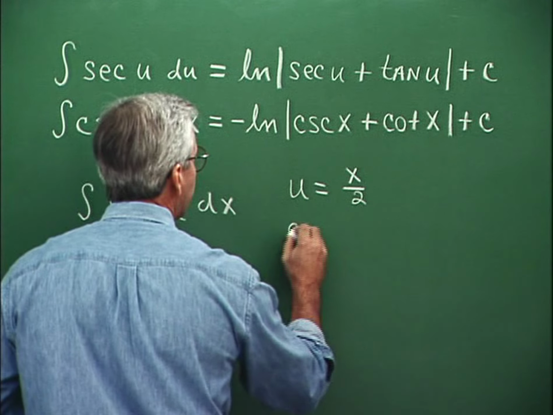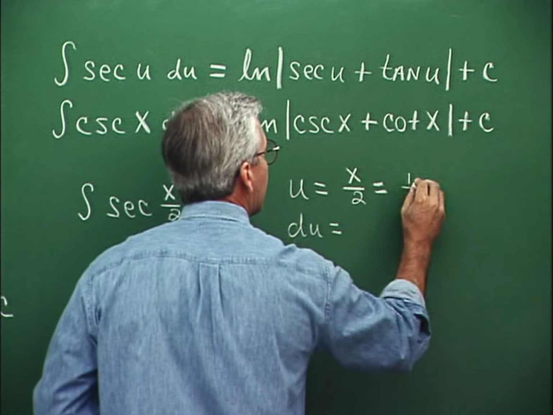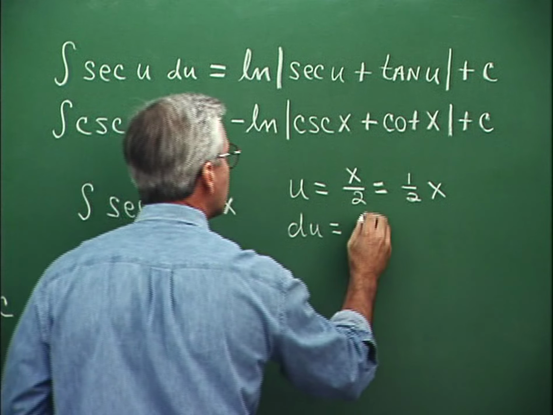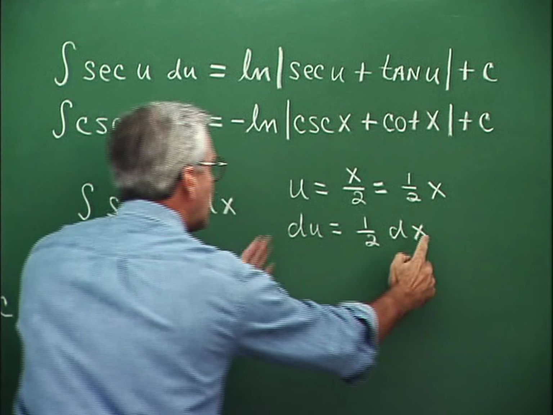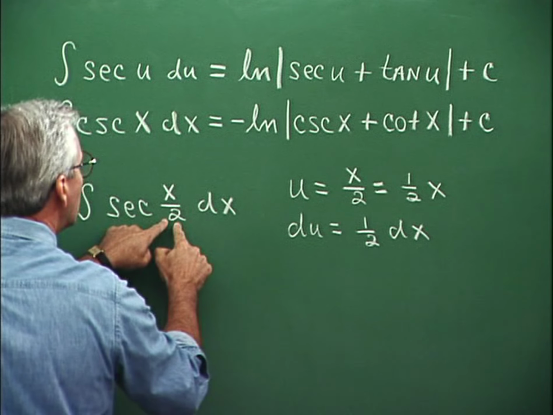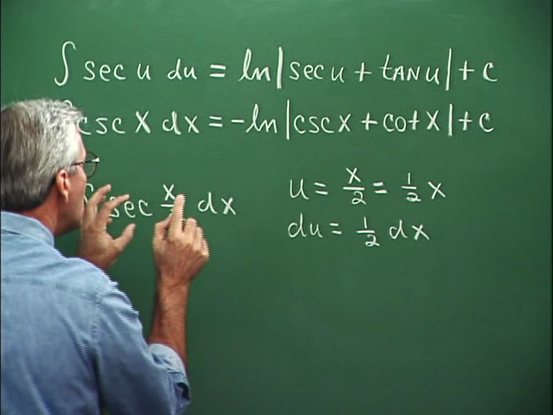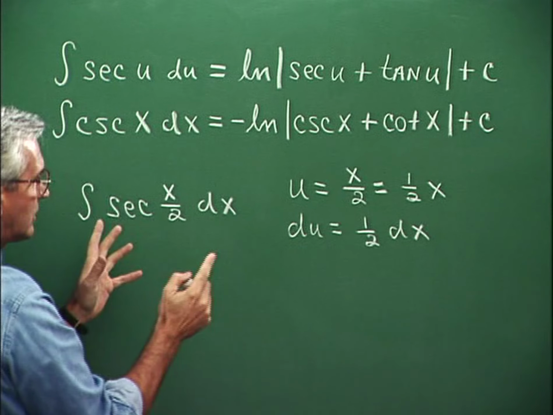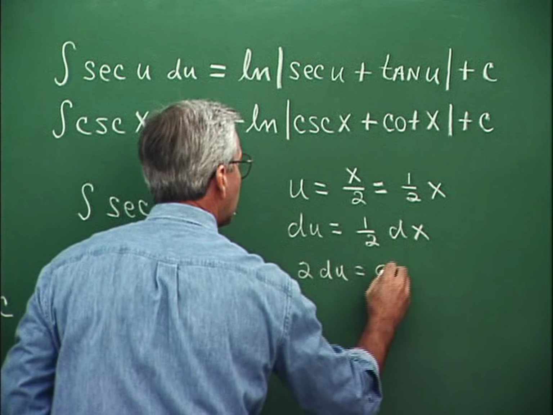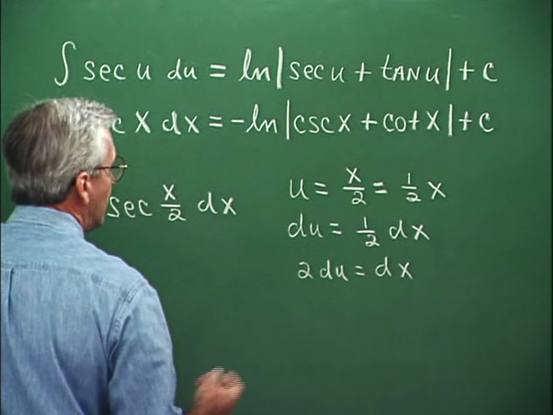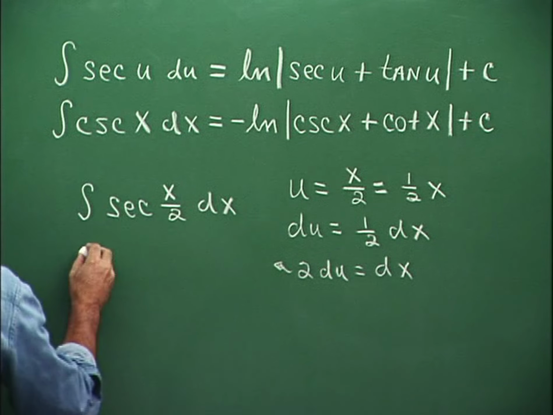Now the du here is, remember, u is 1/2 x, so du is 1/2 dx. Now if du is 1/2 dx, look at over here what we have. We have secant u dx. Now let's solve that for dx. That's one technique, that's one way to do the substitution successfully. If we're solving this for dx, we would have 2 du is equal to the dx part. So then we'll go back into this and make the substitution, and it'll look something like this.